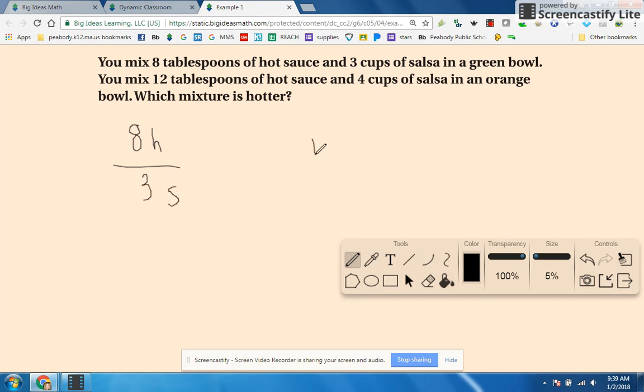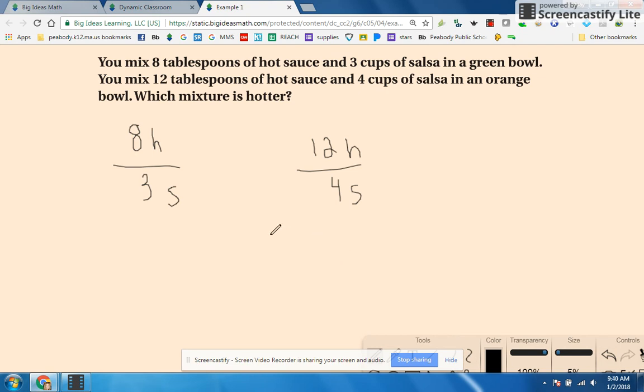And the other one is 12 tablespoons of hot sauce and 4 cups of salsa. So we want to compare our numerators, but in order to do that, we have to have a common denominator. So 3 times 4, I'm going to use 12. So now we're saying that both of our mixtures are going to have 12 cups of salsa. Okay, now I got to change my numerators.